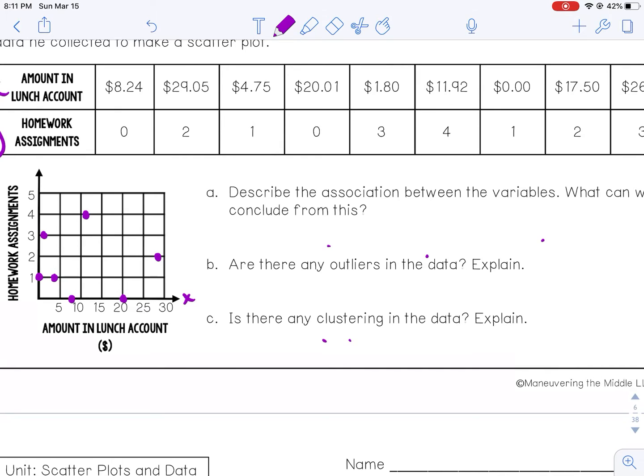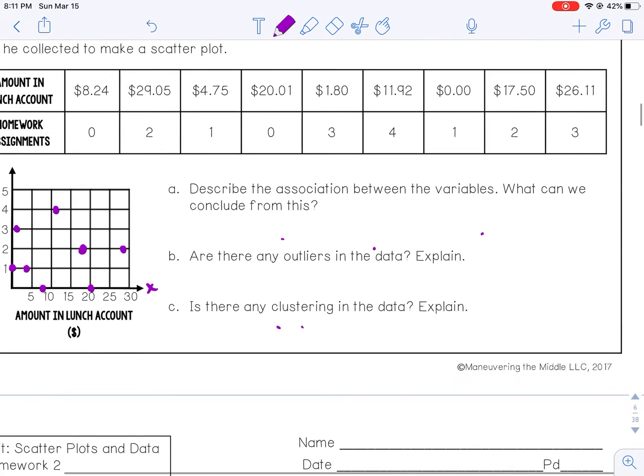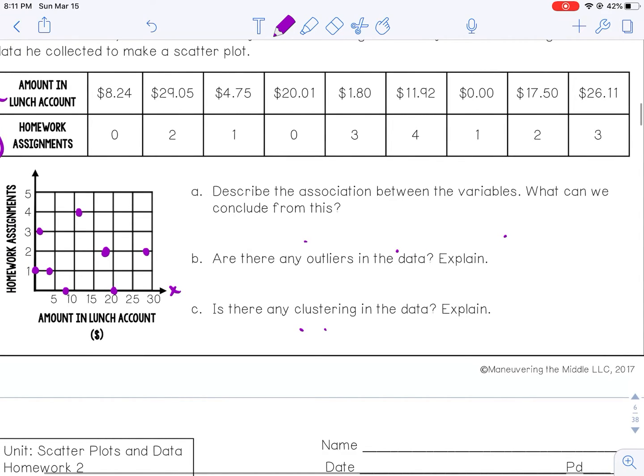$17.50 and two assignments. Okay, and then the last one, $26.11 and three assignments.